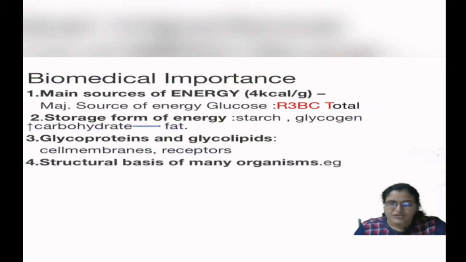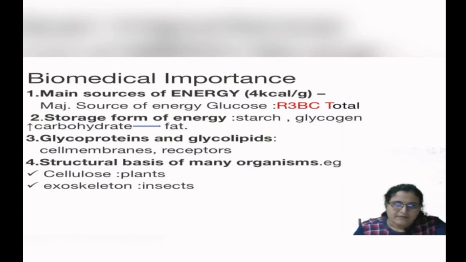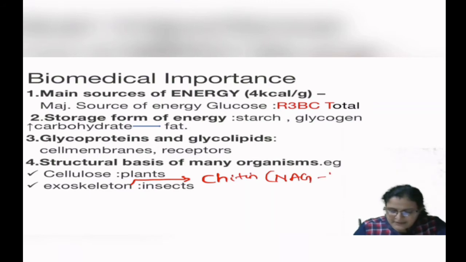Then structural basis of many organisms, like cellulose in plants. In the exoskeleton of insects, a structure is present that is called chitin. It is made up of NAG, that is N-acetyl glucosamine.